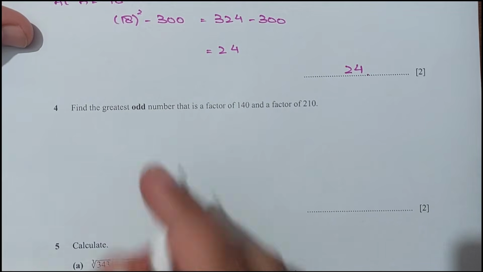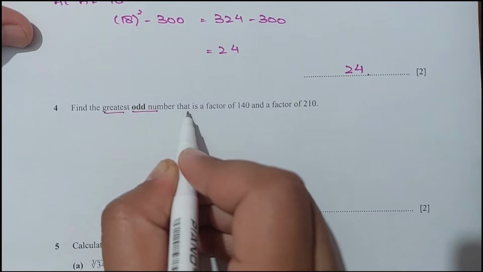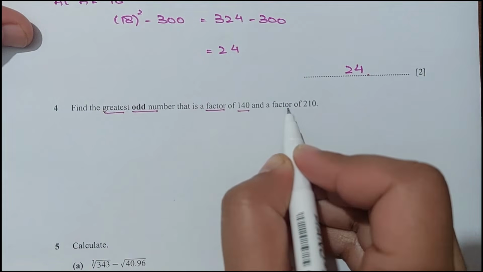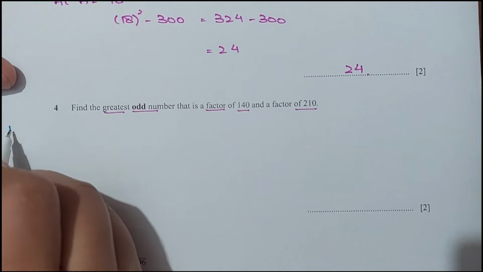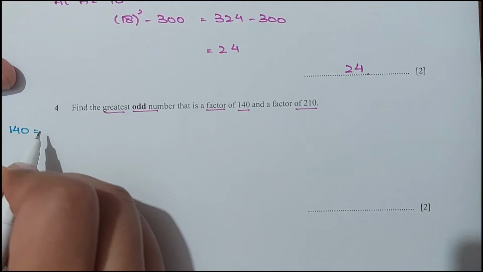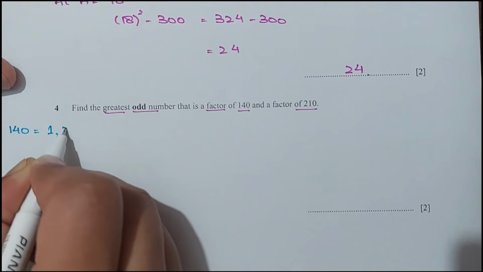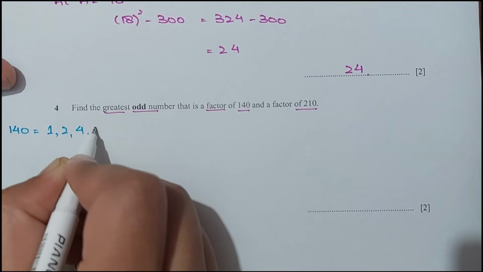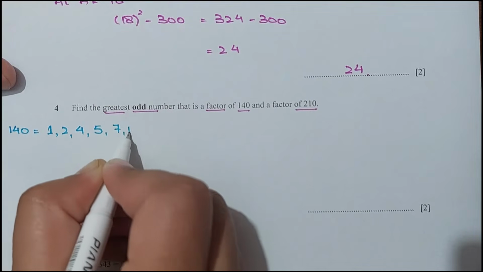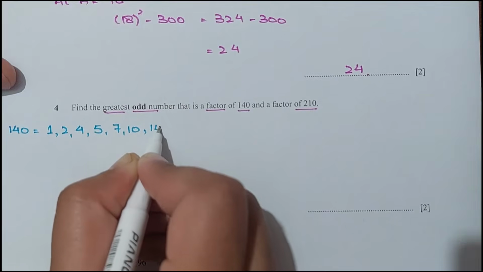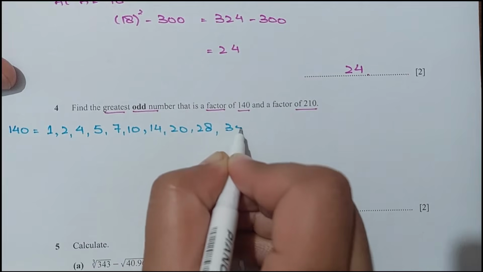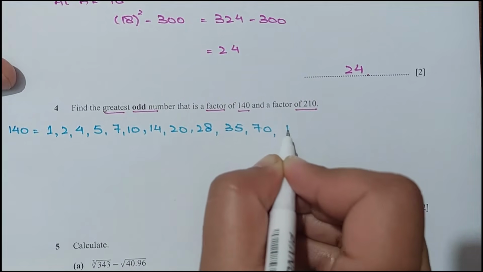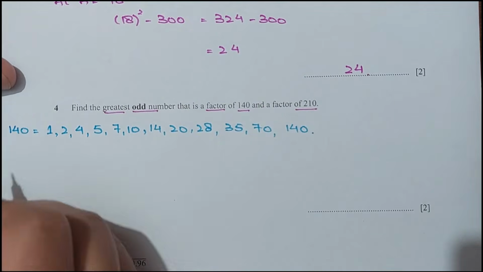Question number 4. Find the greatest odd number that is a factor of 140 and a factor of 210. So here we have to list all the factors of 140 and 210. Let me start with 140. The factors of 140 are 1, 2, 4, 5, 7, 10, 14, 20, 28, 35, 70 and 140. These are the factors of 140.